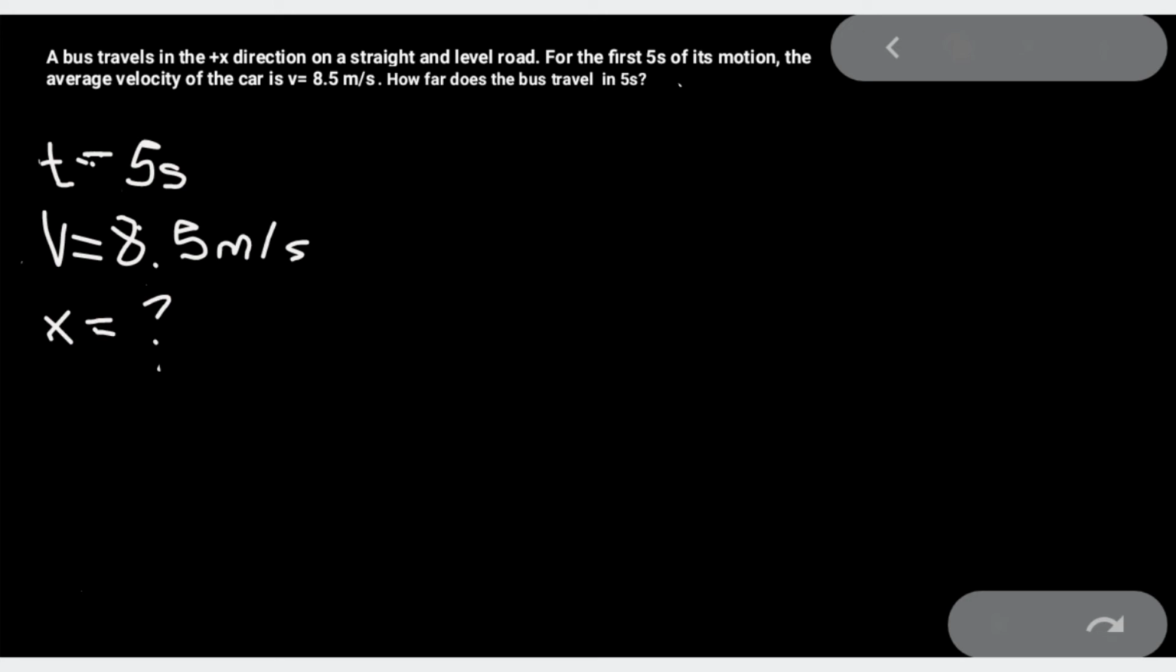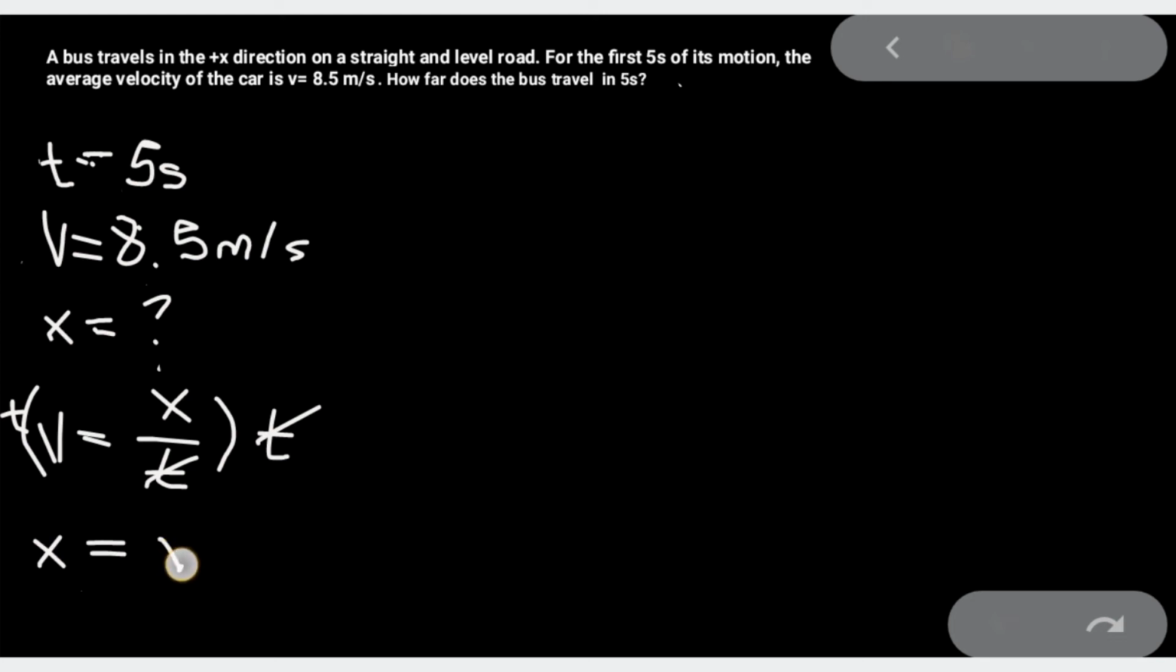We all know that the kinematic equation that is useful here is v is equal to x over t, or average velocity is equal to displacement over time. But in this problem, we are concerned with finding the displacement. So let's isolate the equation. Let's multiply both sides by time so we can cancel it. So what we have now is x is equal to vt.